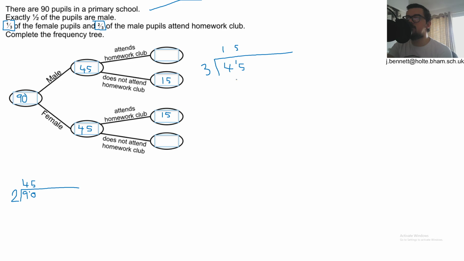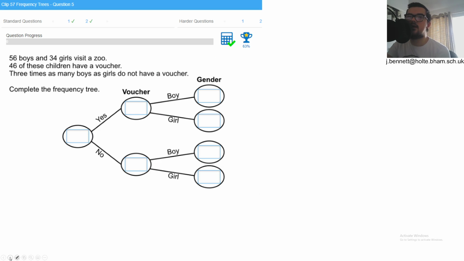Attend homework club, so 45 minus 15, because essentially we're doing 1 minus a third, and that gives us 2/3. So we subtract this. 5 minus 5 is 0, 4 minus 1 is 3. So we can put a 30 here, and we can put a 30 here. And that's this question done.